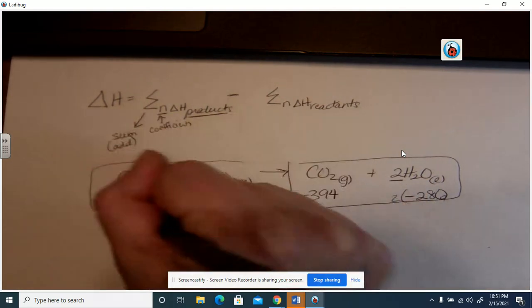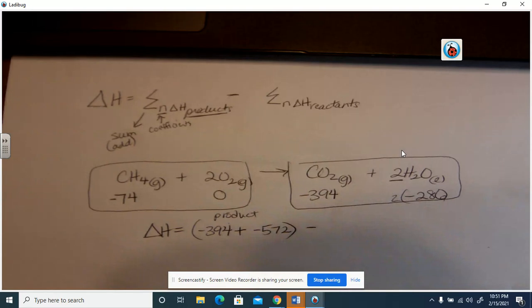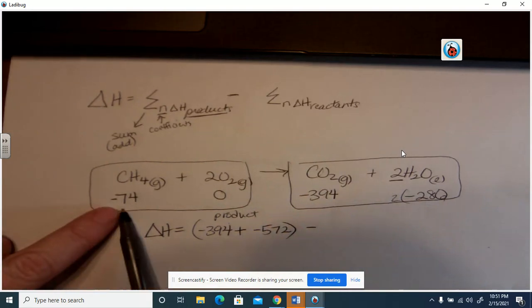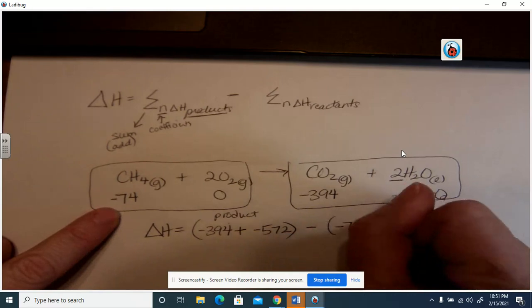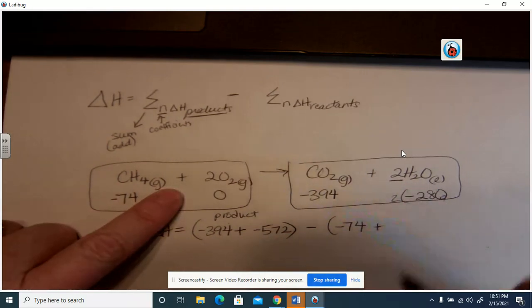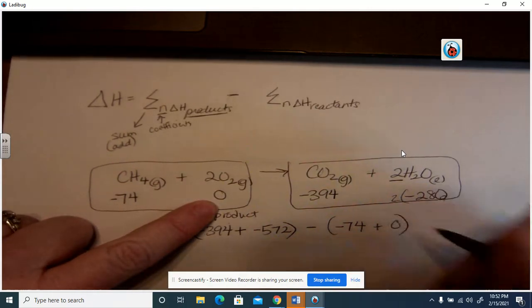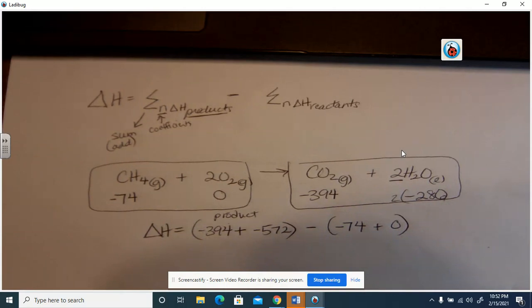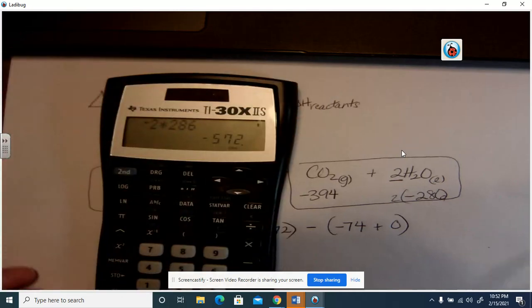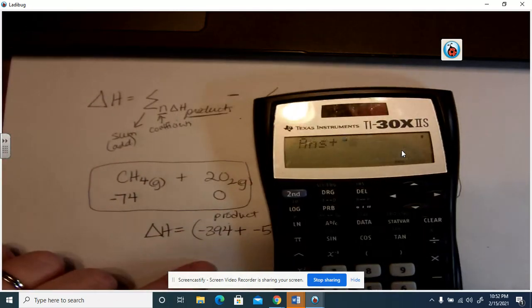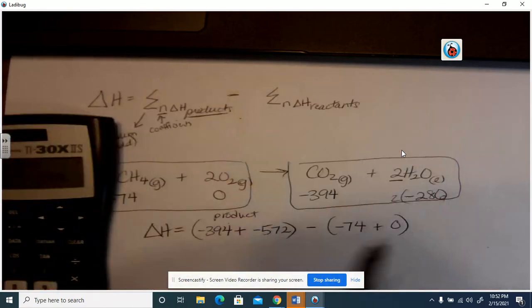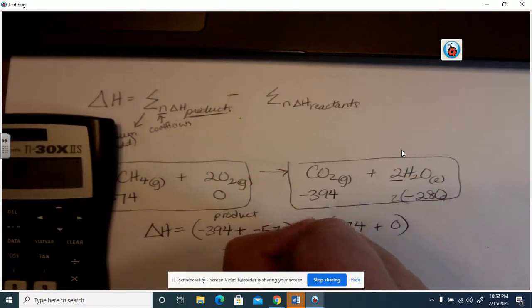Now I'm going to look just at the reactants, the starting substances. So this is going to be easy, right? You just got negative 74 plus 2 times 0, which is 0, right? Now comes the part of the show where we add all of this together. Negative 394 plus negative 572. So we get negative 966.